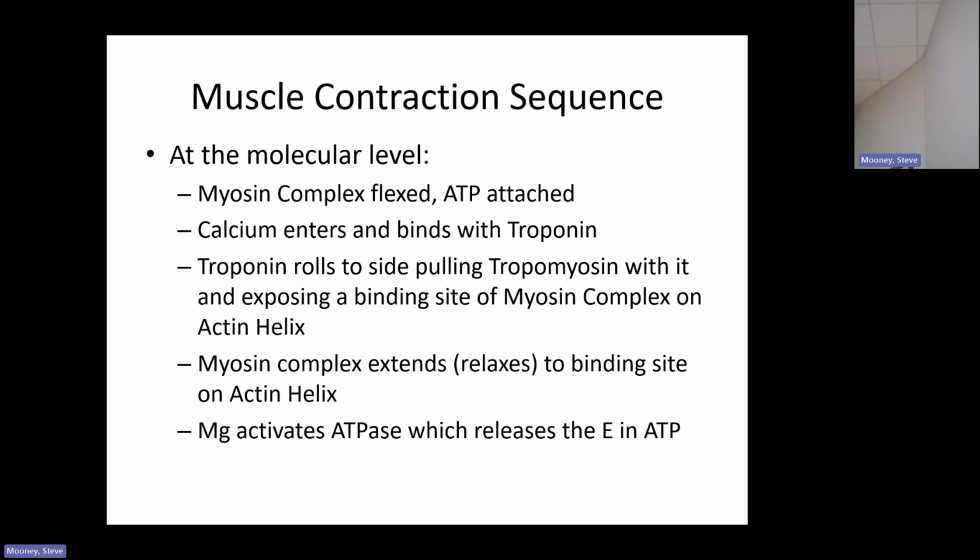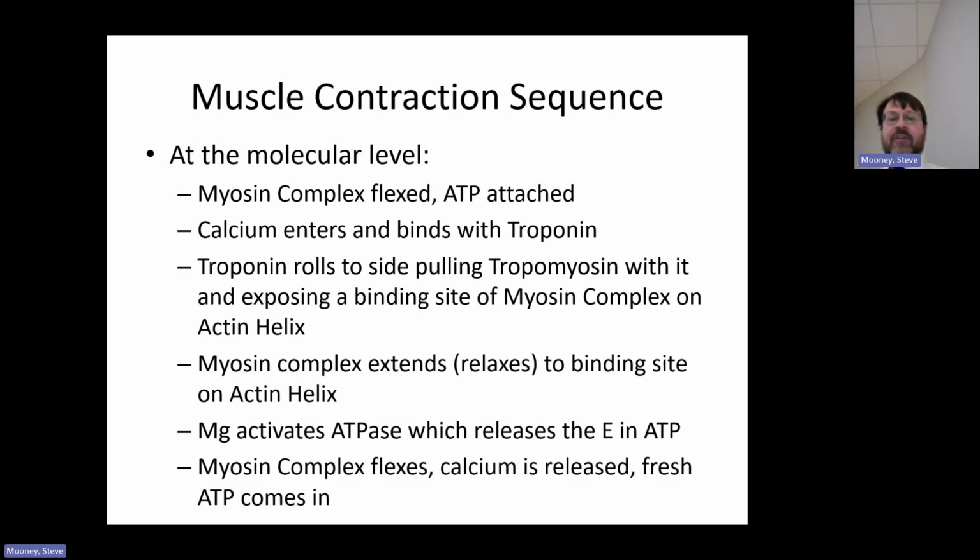Magnesium is going to come in, act as a catalyst. It's going to activate that ATPase, which is going to release the energy from ATP. And what do you guess that's going to allow us to do? Flex. It's going to allow us to pull up the ladder. So we release that energy. The myosin head flexes. Calcium is released. Fresh ATP comes in, and we repeat the process all over again.